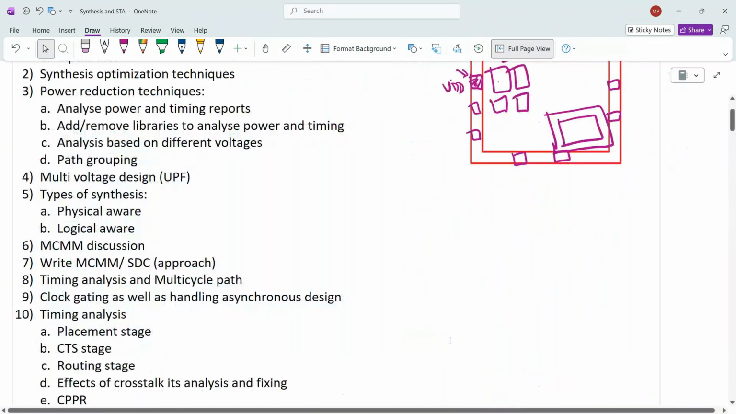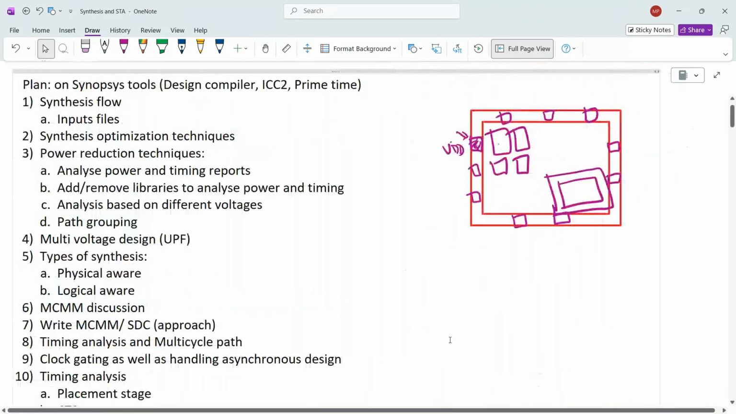I have some doubt regarding the course structure. Can I ask? Yeah, yes. The case is, I'm going to enroll for the synthesis and STA course actually. So we will have this theory session, then we'll have the practical lab sessions also, right? Yes, both for synthesis and STA.